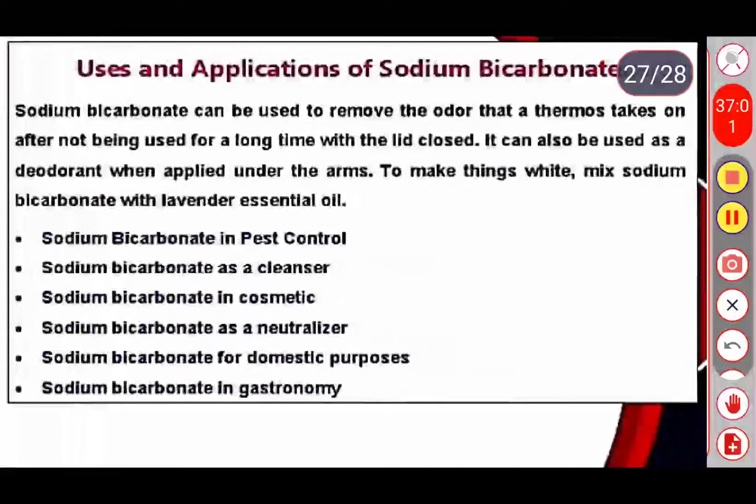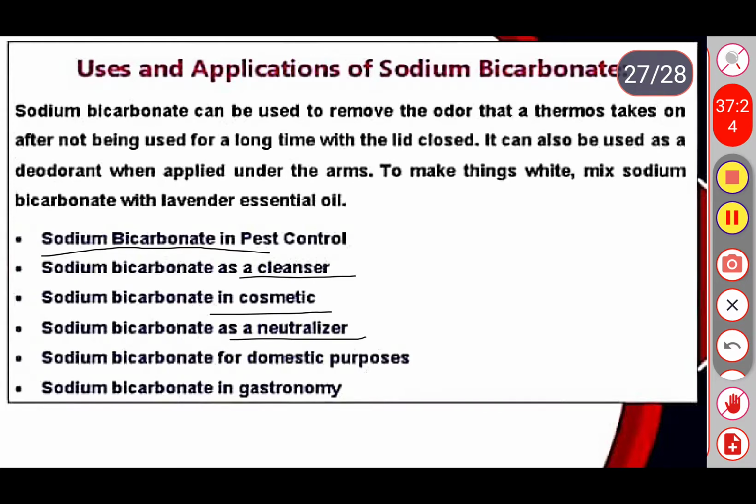Next one, sodium bicarbonate. See the uses of sodium bicarbonate. Sodium bicarbonate is used in pest control. It is used as a cleanser. Next one, it is used in cosmetics. It is used as a neutralizer. Next one, it is used for domestic purposes. And the same compound is used in gastronomy.